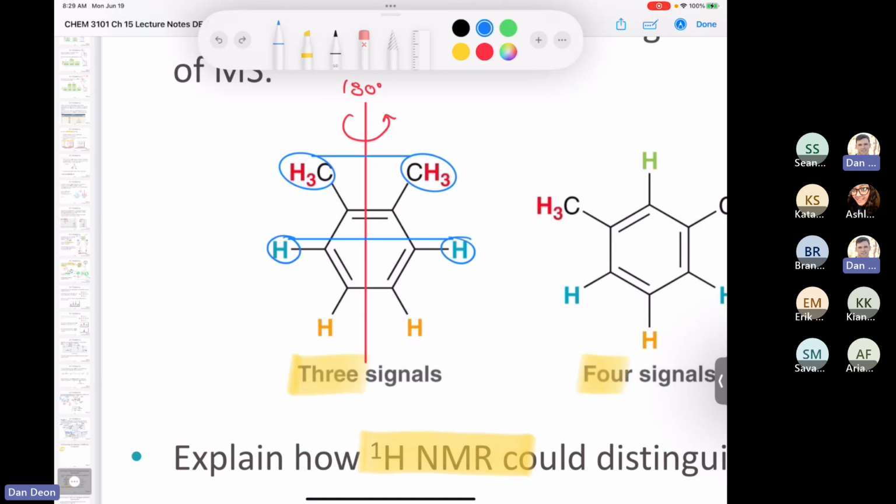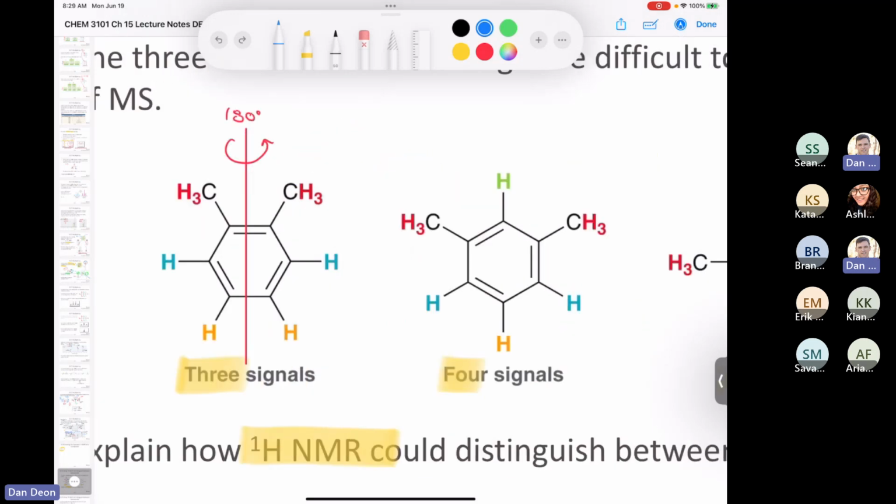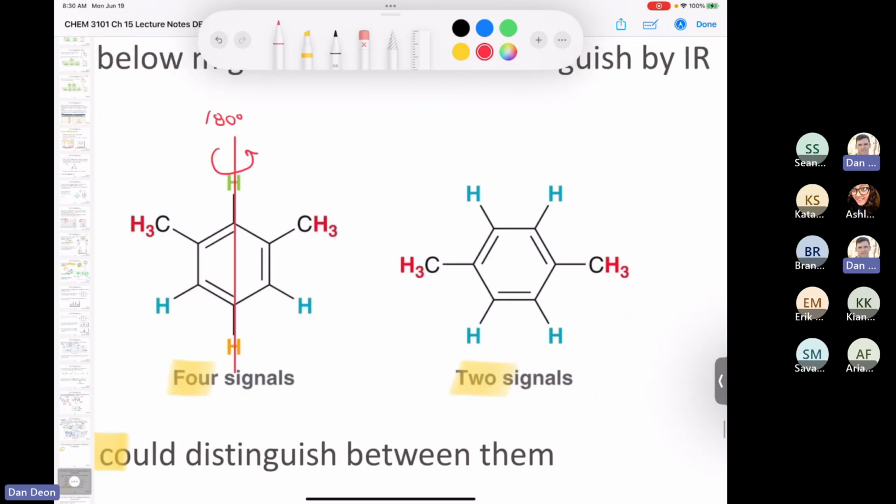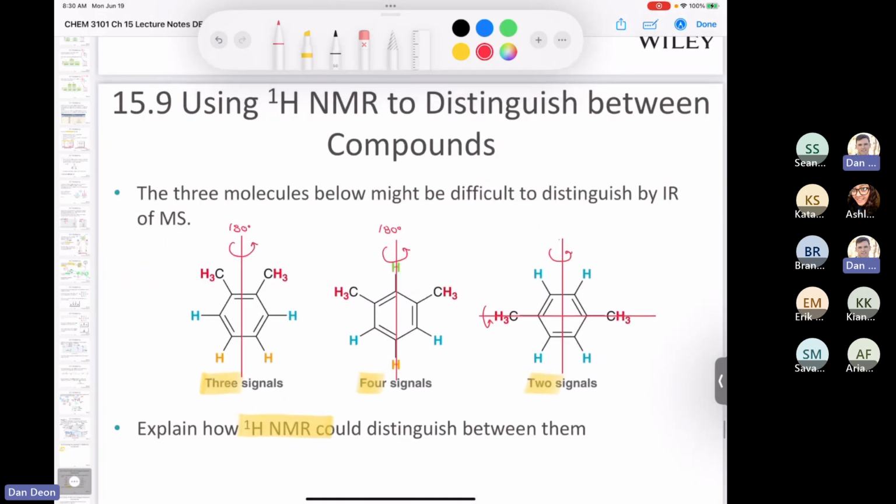If we go to the second compound, the same thing applies. It's got an axis of symmetry. I'm not going to draw, well, I guess I could draw it in here. You get an axis of symmetry that runs through the molecule here. If you rotate that 180 degrees, you can see that you have 4 signals. And then the compound here has 2 axes of symmetry, doesn't it? It's got one going this way, and it also has one going through the molecule this way. So you've got 2 axes of symmetry, and so you only see 2 signals here. And so again, you can differentiate between these compounds very quickly using proton NMR.